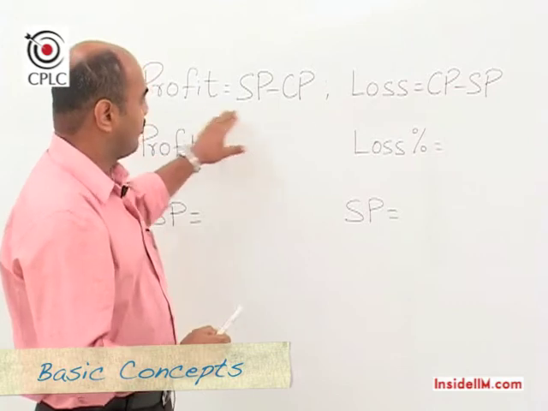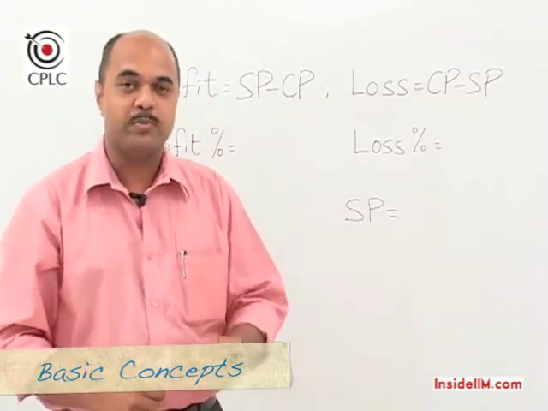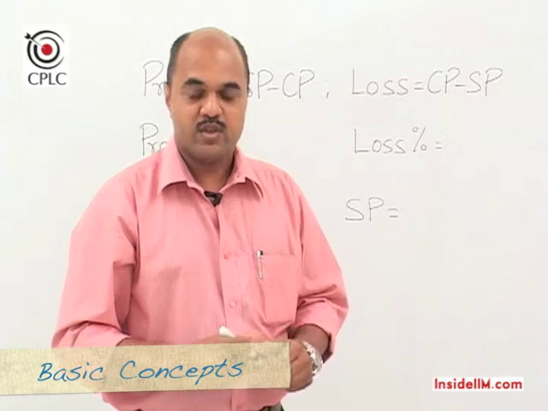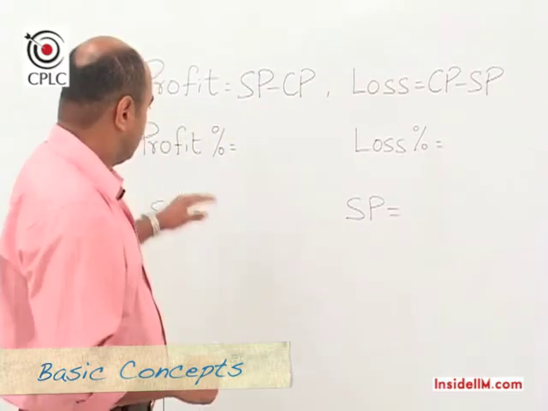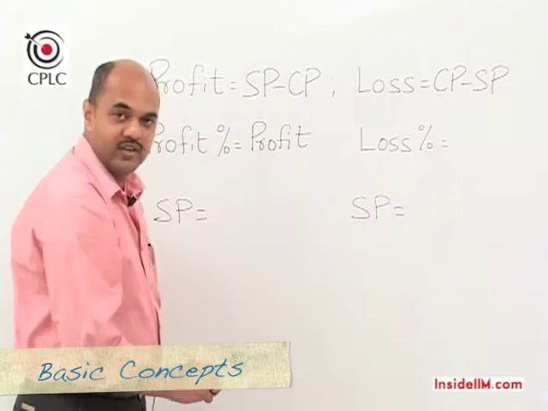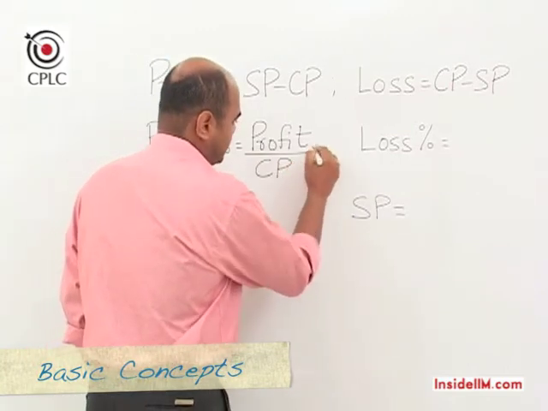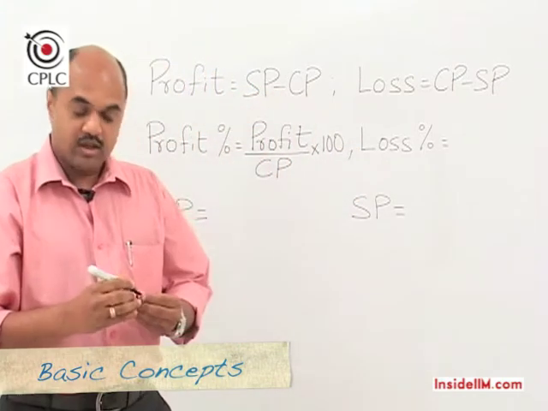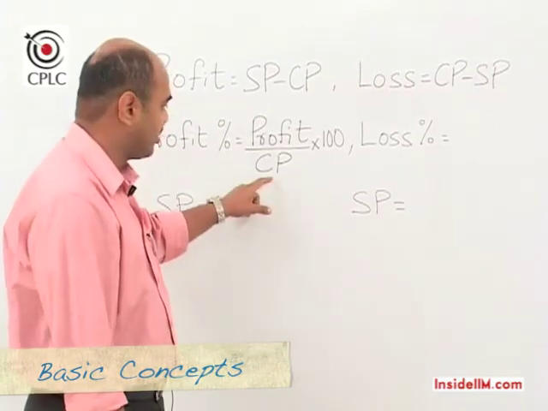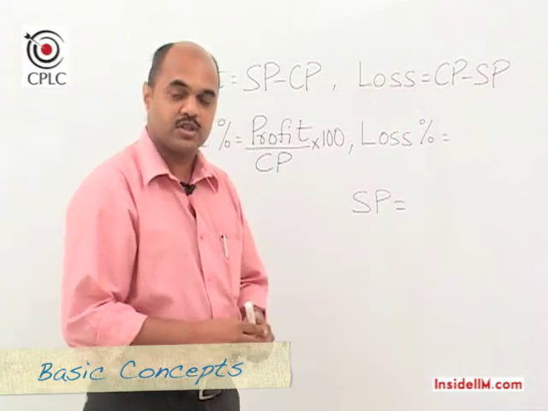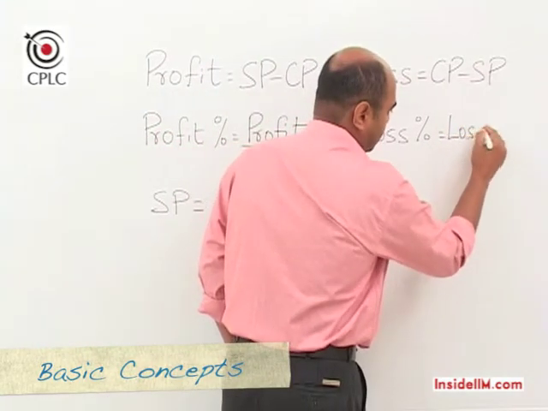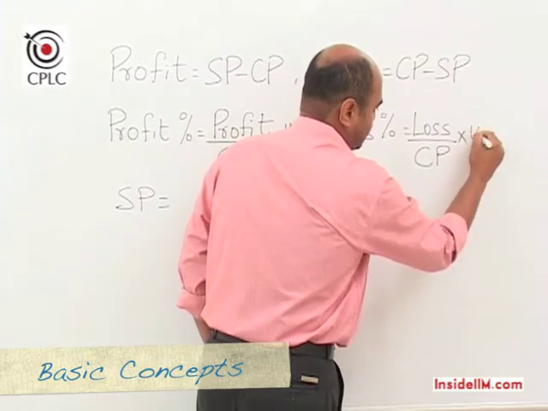Now, this formula for profit or for loss will give me the value in rupee terms. But there are times when I need to calculate the profit or the loss in percentage terms. So if I want to calculate this in percentage terms, profit percent would be the numerical rupee value of profit divided by the cost price multiplied by 100. Very important point that we need to remember, profit percent would always be calculated on the cost price. And similarly, loss percent would also always be calculated on the cost price, and hence the formula for loss percent would be loss divided by the cost price into 100.